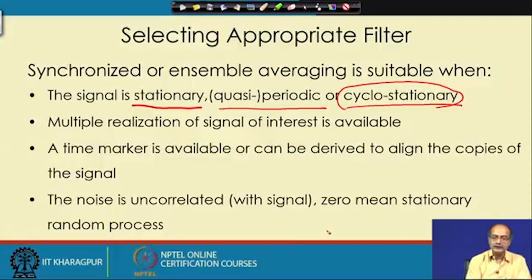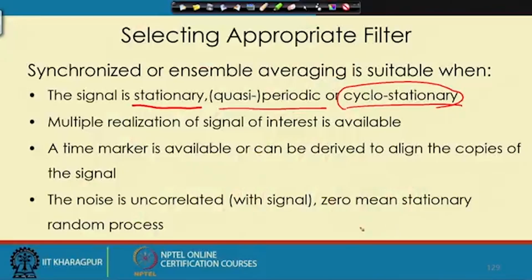The next condition that we need to fulfill is that multiple realizations of the signal of interest are available. It can come from multiple experiments, just like we can perform the experiment of throwing a die or throwing a coin a number of times and take the ensemble average. In the same way, for the biomedical signal we should have multiple realizations of it, but sometimes it becomes a challenging task. In that case, what we could do is take the experiment over the time and take the period.